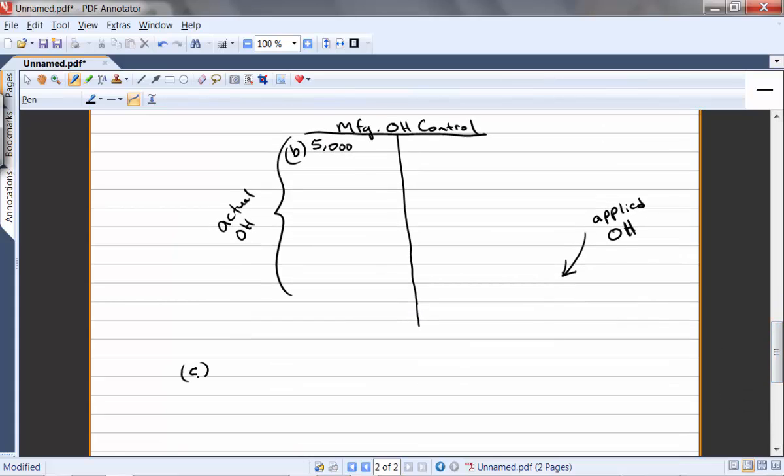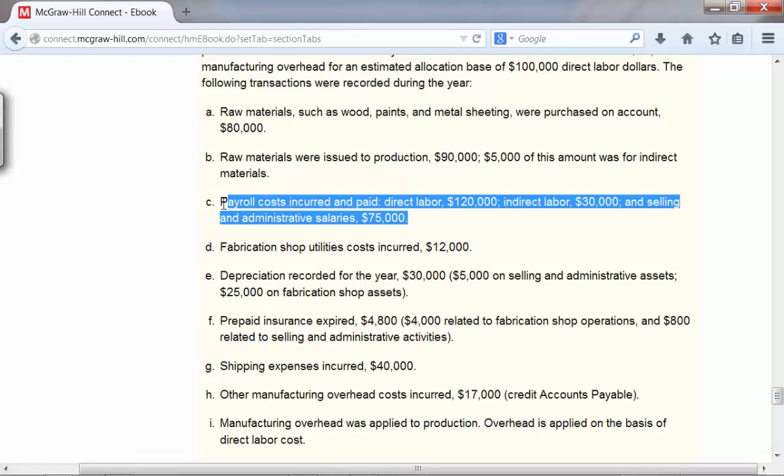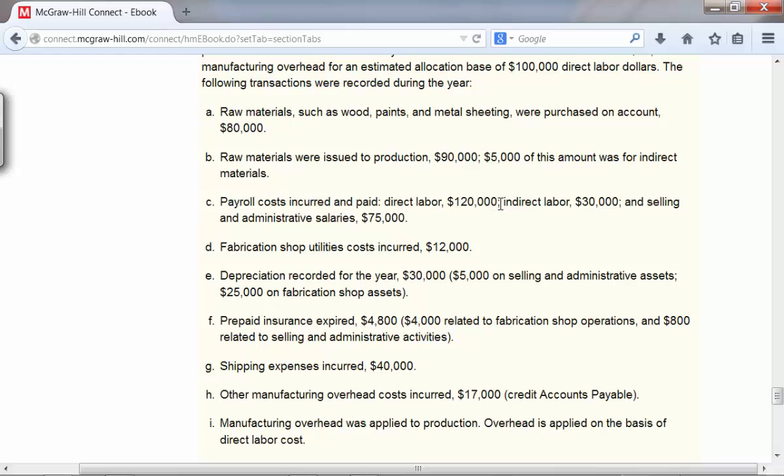Part C. What's going on in part C? Payroll costs incurred and paid: direct labor, indirect labor, and SG&A. So these are salaries and wages that have been incurred and they've already paid them. They already actually paid the people in cash. $120,000 were paid to those people who are directly working on the product. $30,000 were paid to those people who are indirectly working on the product.